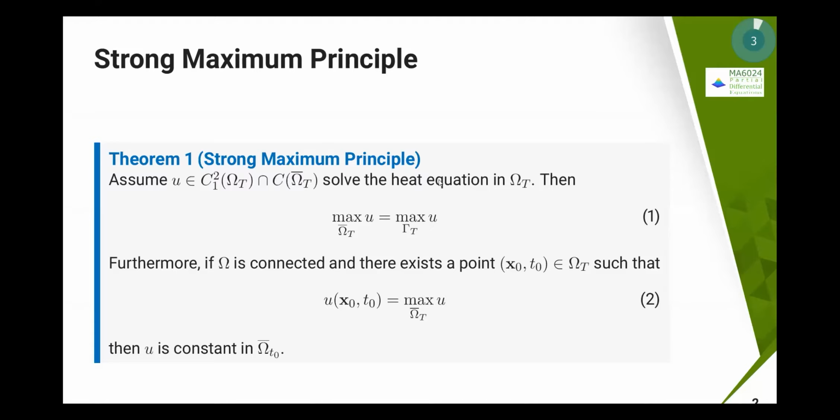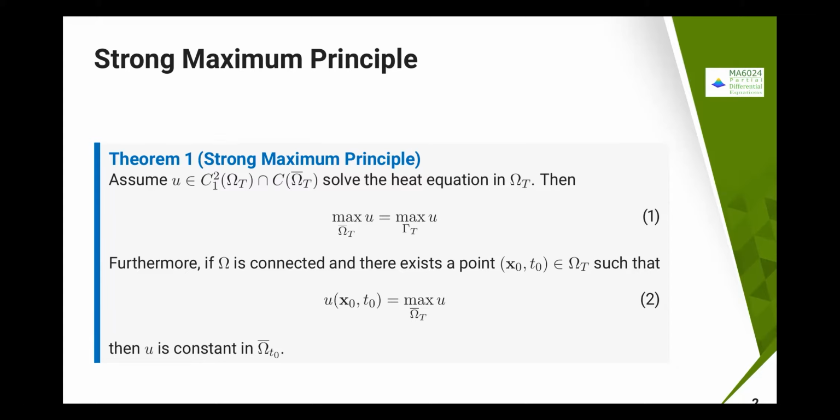Okay. So the statement of the theorem is: suppose u belongs to C^2_1(omega t) intersection C(omega t bar), and that solves the heat equation in omega t. Then, whereas in the earlier one we had omega, here for the heat equation it becomes omega t bar: the maximum over omega t bar equals the maximum over gamma t. Gamma t is nothing but the boundary in R^(n+1). So this is the one which we are going to prove.